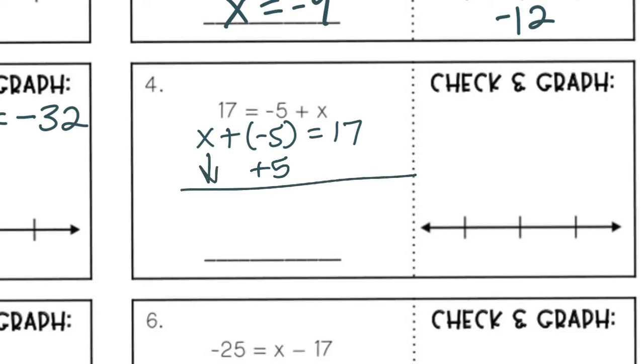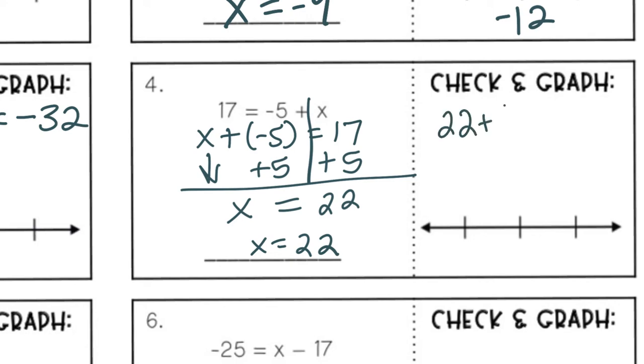Now my x is all by itself. And whatever I do on one side of the equation, I have to do on the other. So I need to add 5 over here as well. And I know that 17 plus 5 is 22. So x equals 22. And now I'm going to check my answer. Instead of x, I have 22 plus a negative 5 equals 17. If I have $22 and I spend $5, I would have $17 left.